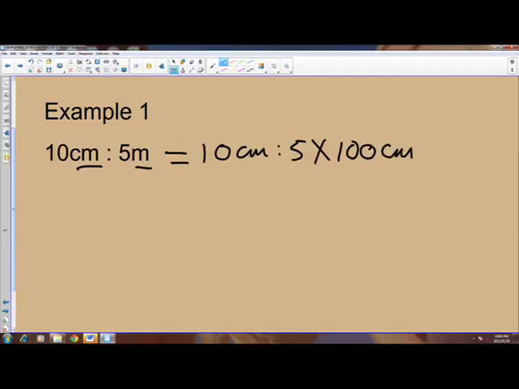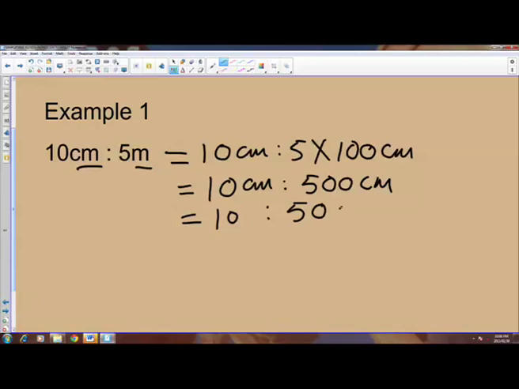This will simplify to 10 centimeters is to 500 centimeters. Now we've got centimeters and centimeters. So this, upon simplifying, will be 10 is to 500 because the units are the same. Now 10 is to 500. How do we simplify this? We divide the numbers involved by the highest common factor of the numbers. It's 10 and 500. So the highest common factor is what? It is 10. So divide both sides by 10.